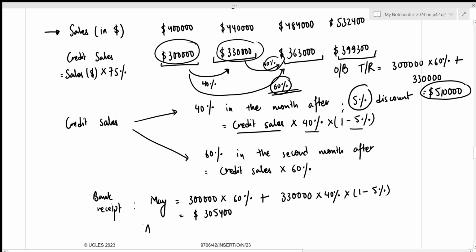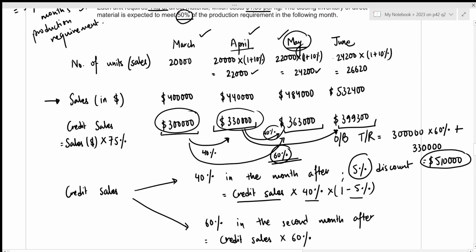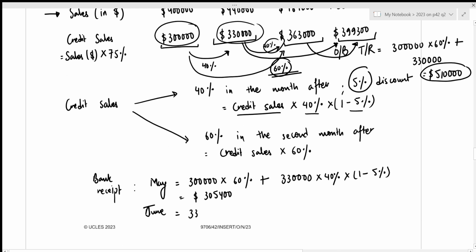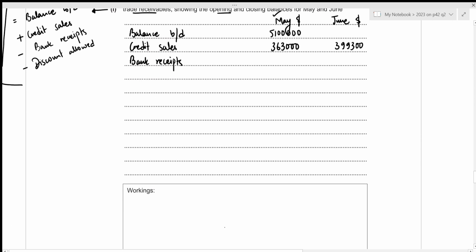Now we need to repeat the same process for the month of June. For June, we will be getting 60% of the credit sales made in the month of April, and we will be getting 40% of the credit sales made in the month of May after allowing for a 5% discount. So that's just going to be 330,000 times 60% plus 363,000, which is the credit sales made in the month of May, times 40%, but we also need to incorporate the 5% discount factor. And this will give the bank receipt for the month of June to be 335,940.